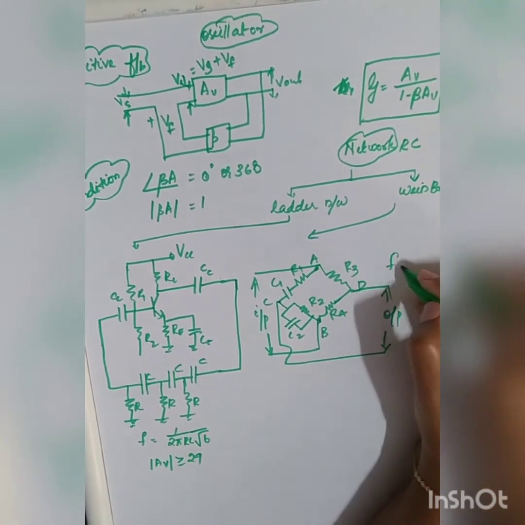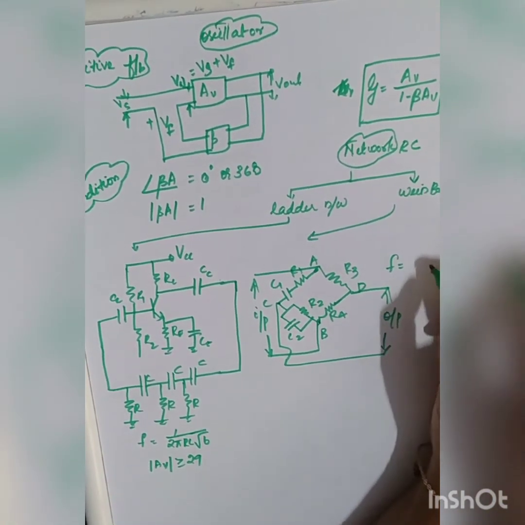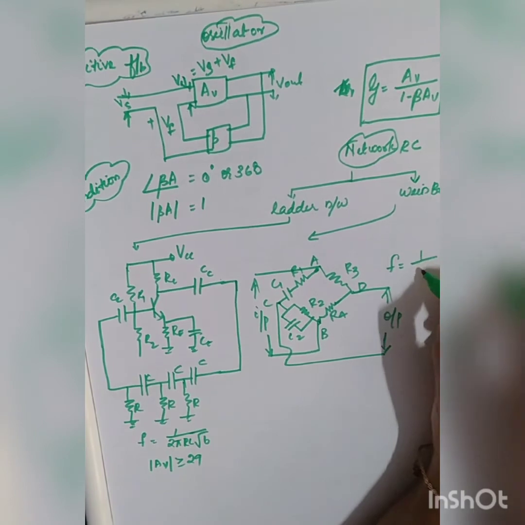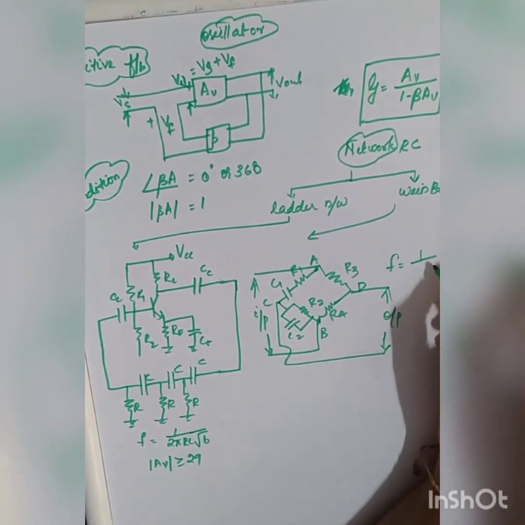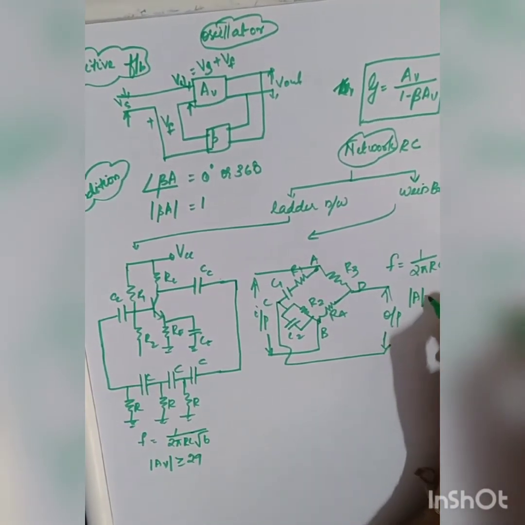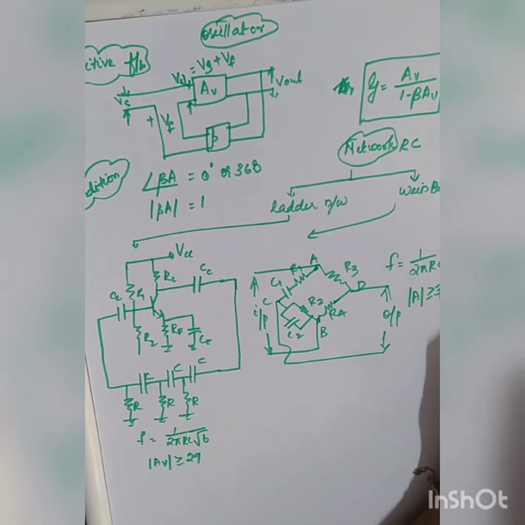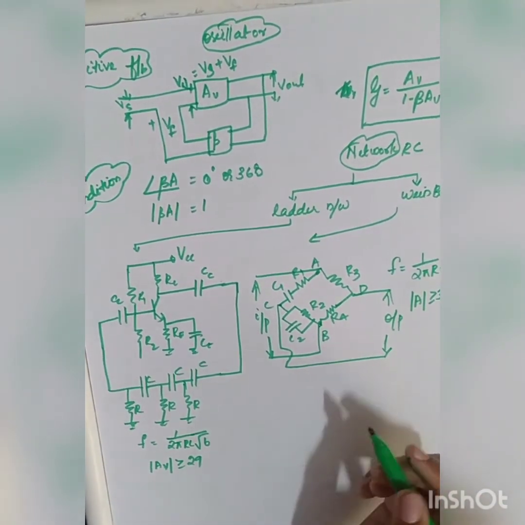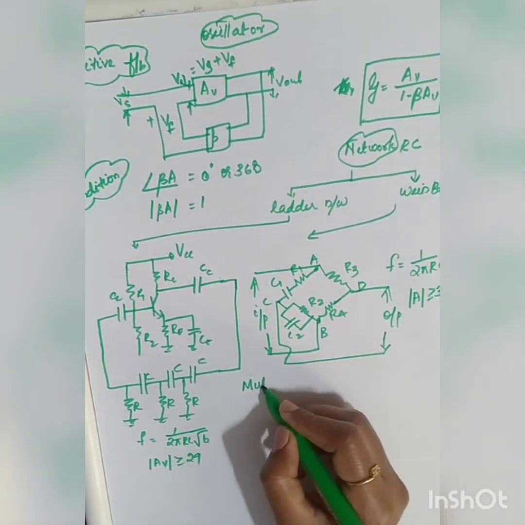Okay. So what is your frequency of oscillation in the case of Wien bridge oscillator? If both the R are equal and if both the capacitors are equal, then it was equal to 1 by 2 pi RC. What was your magnitude of beta? Should be greater than or equal to 3. Okay. The next network you have studied is called the multivibrator.